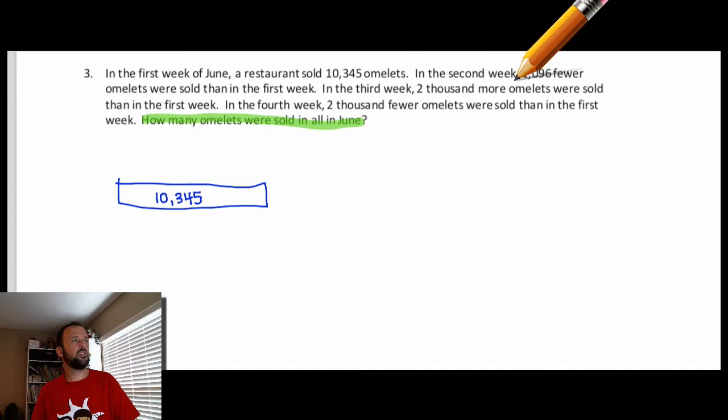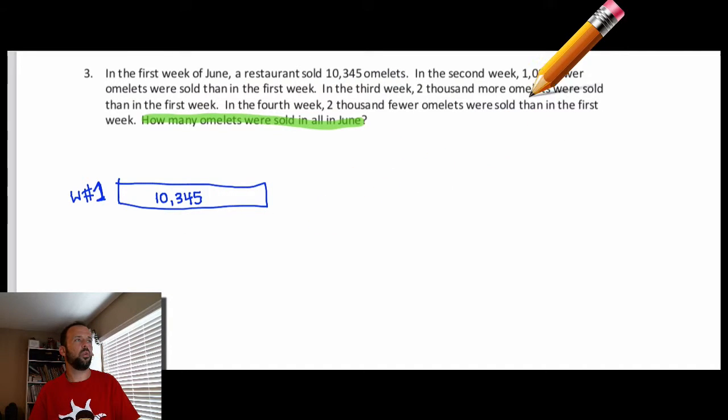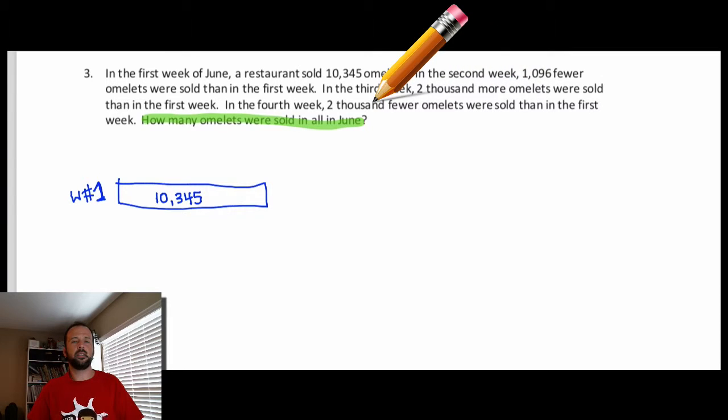In week 2, the second week, so let's do this. Let's do week number 1. You can label it however you want. This is how I'm going to label it. In the second week, they sold 1,096 fewer omelets. So before I just jump in here and do this all for you, what would you do, or how would you show weeks 2, 3, and 4 on your tape diagram? How would you draw those in?